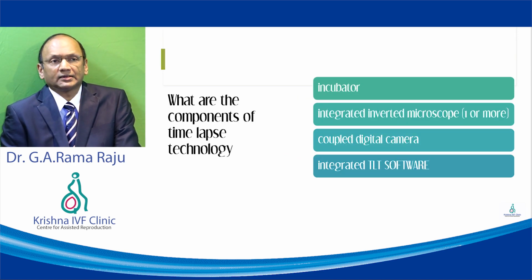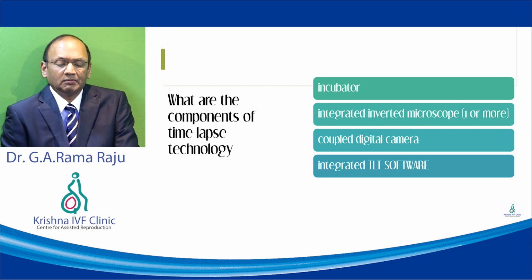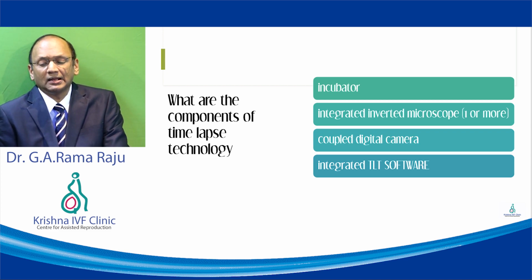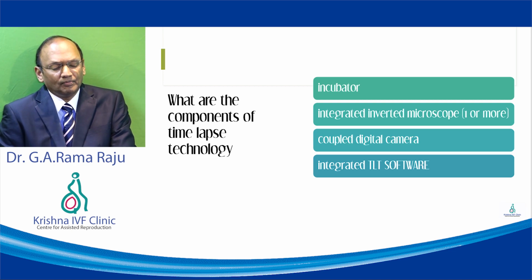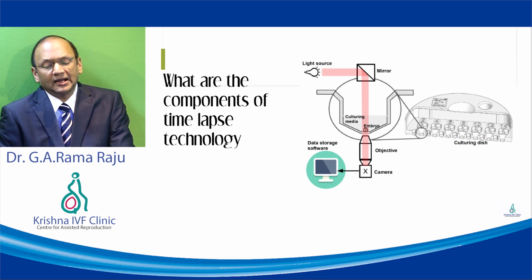What are the components of a time-lapse technology? It's basically an incubator with one or more inverted microscopes integrated with a coupled digital camera with integrated time-lapse software. And this is a diagrammatic representation of the time-lapse system. The light source is different for different companies. Some use the red light, which is safer. Other people use the blue light. A few people earlier used to use the green light.